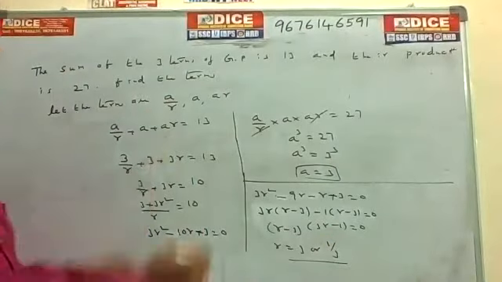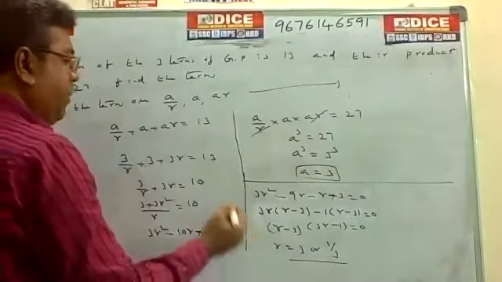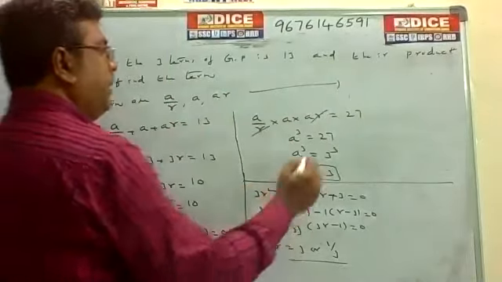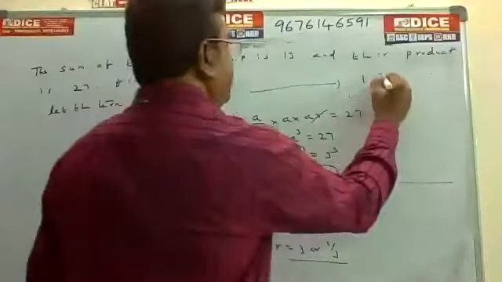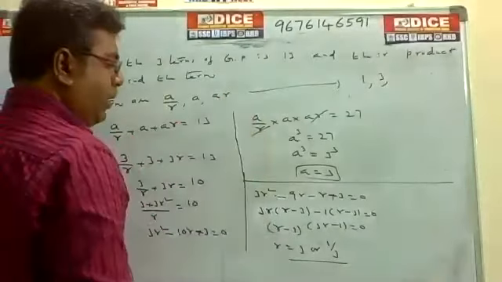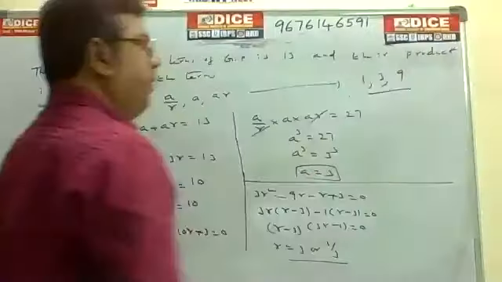Now we have to find out these values. The three values are A by R, A, AR. For R equal to 3, A by R means 3 by 3, 1. A means 3. AR means 3 into 3, 9. So the values are 1, 3, 9.